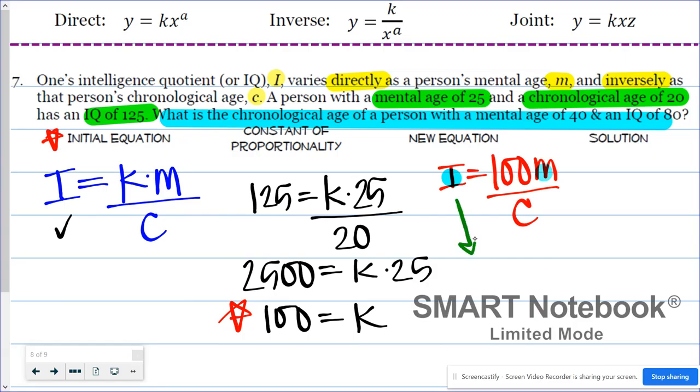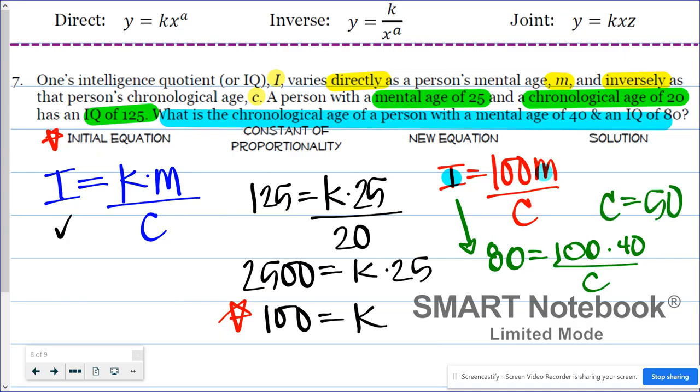So they told us the IQ is 80. They told us the mental age was 40. And we want to find the chronological age. So I can just do some calculating here. And I get that my chronological age is 50.